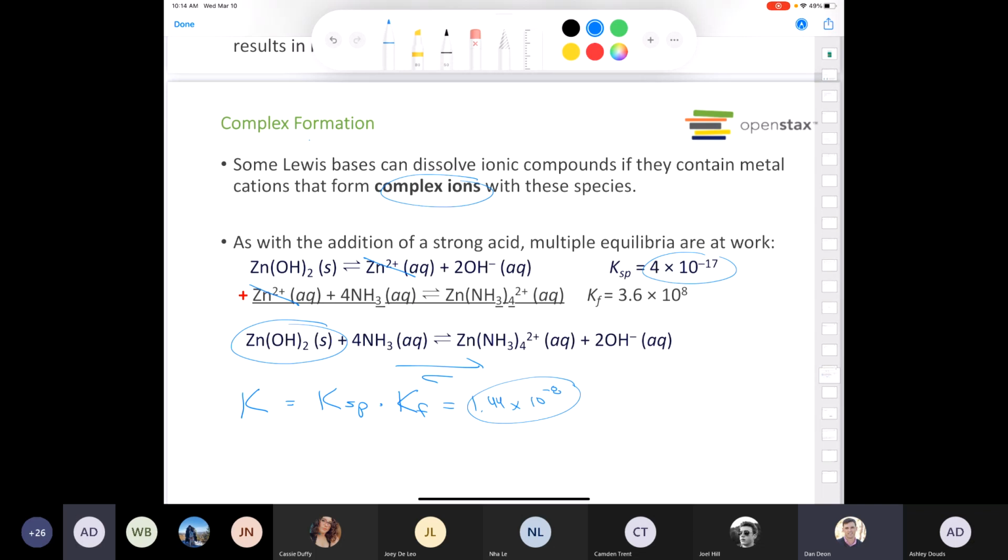Give me a thumbs up if you follow me on the idea of just assisting in the dissolution of an ionic compound by the addition of an acid, what we saw in the last slide, or ammonia, a Lewis base here, to form a complex ion. It's the same rationale both times. Thanks, Bruna. Excellent.